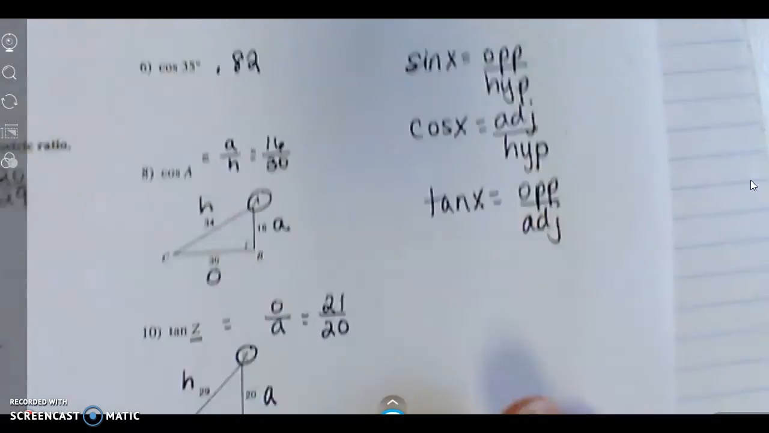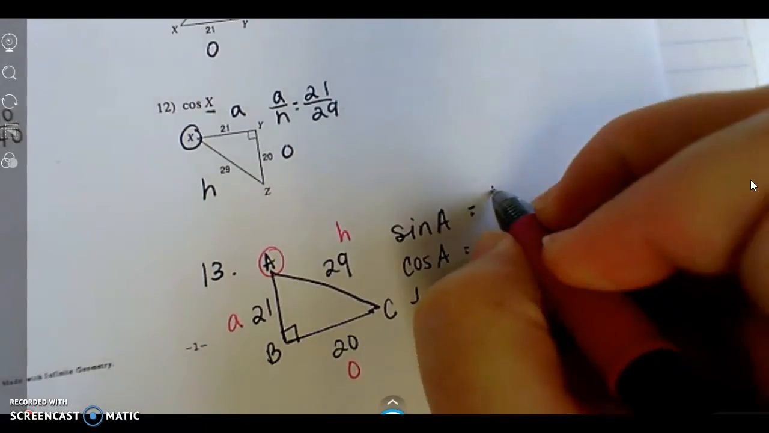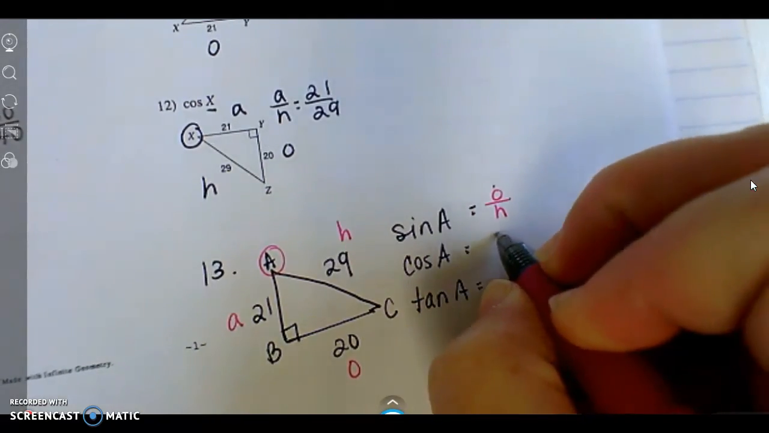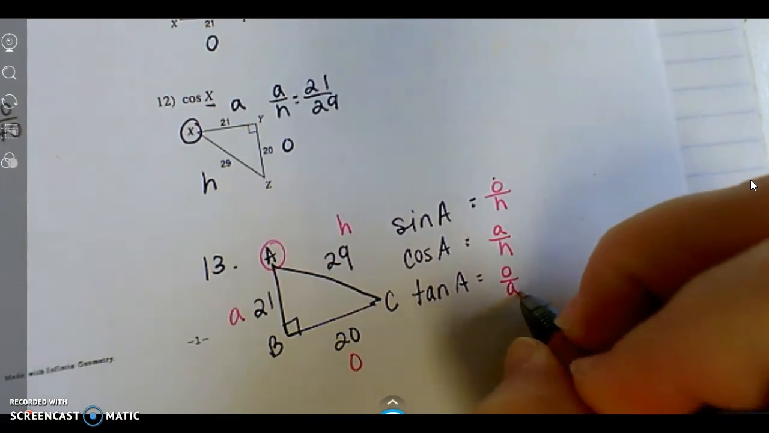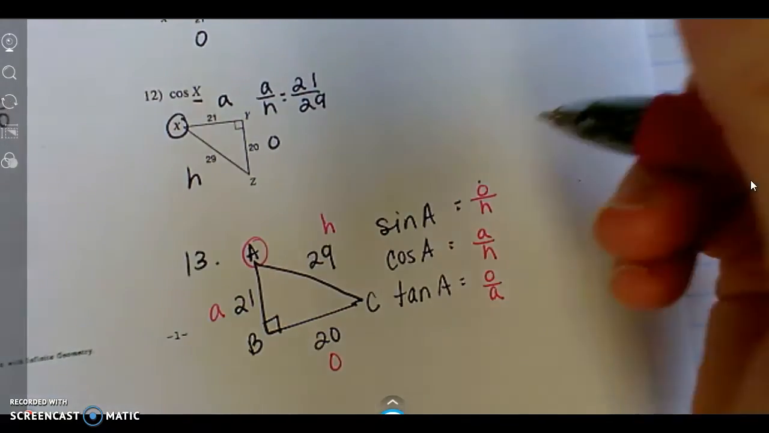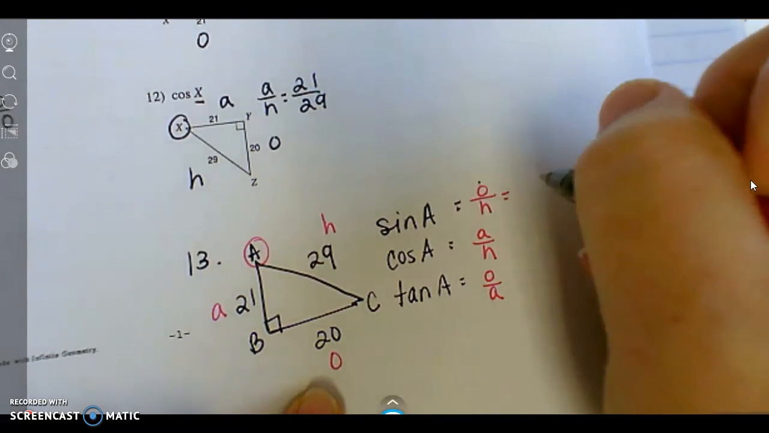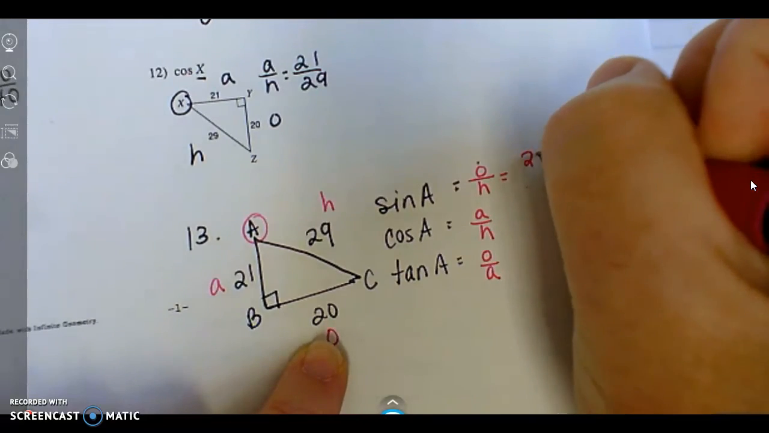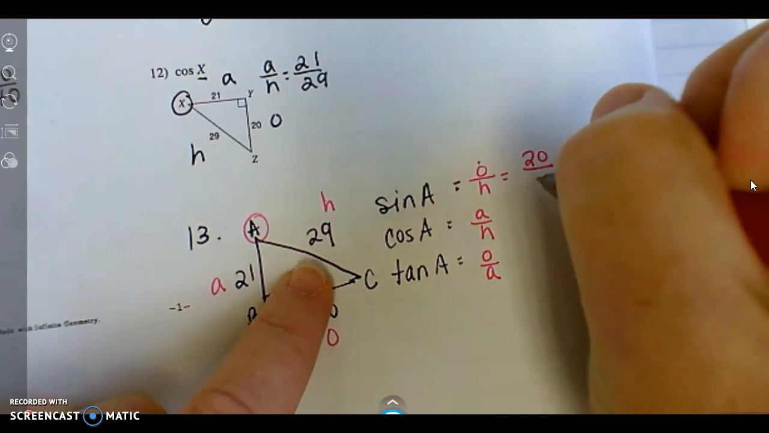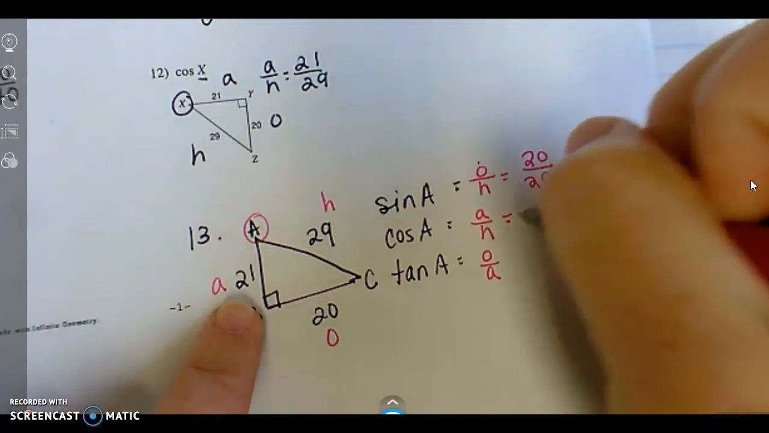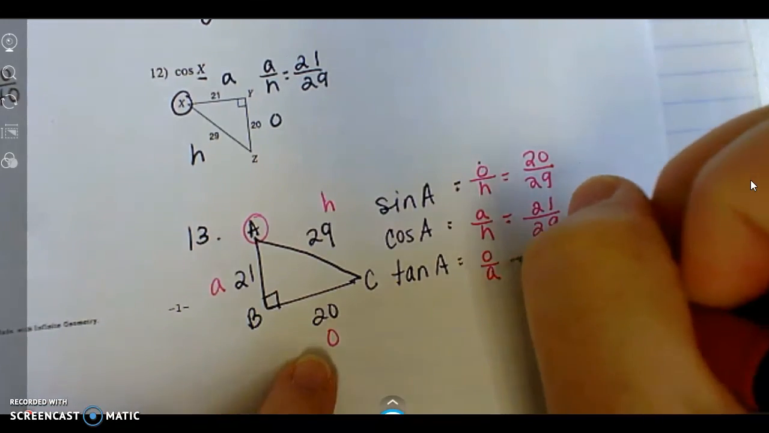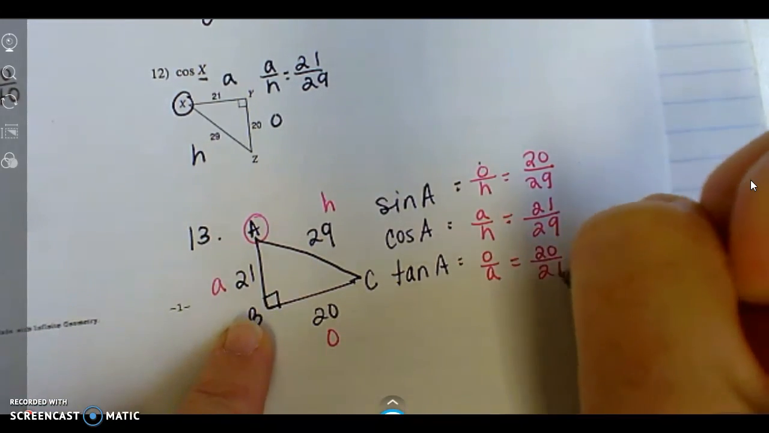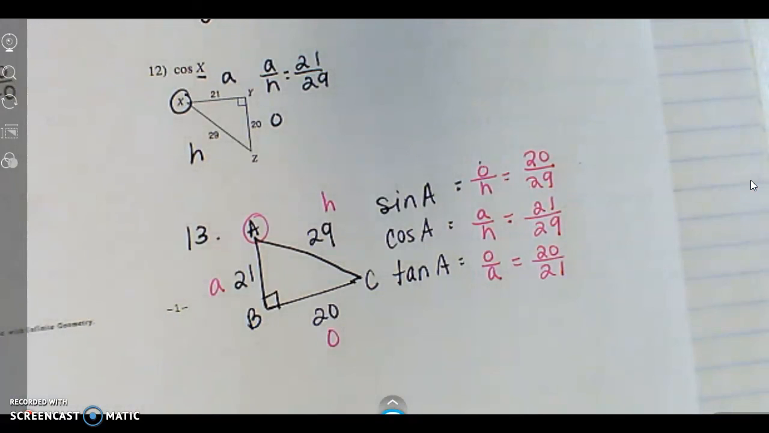Alright, above we know that sine is O and then H. I'm just going to write it: SOHCAHTOA. Okay, and then just plug it in. So then we have 20 over 29, we have 21 over 29, and then we have 20 over 21. Just in case it asks for all, that's how you do it.